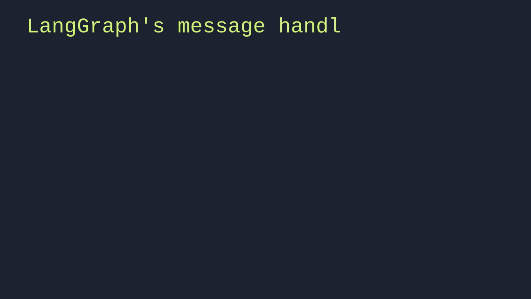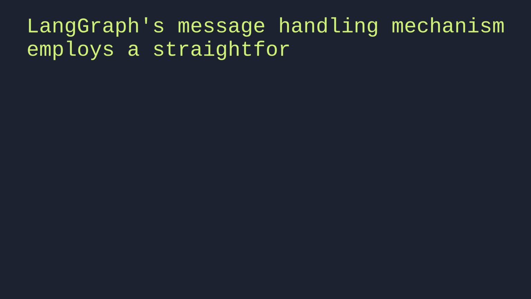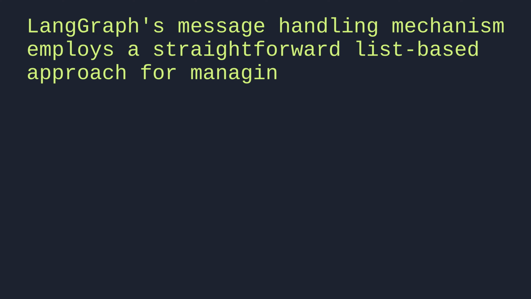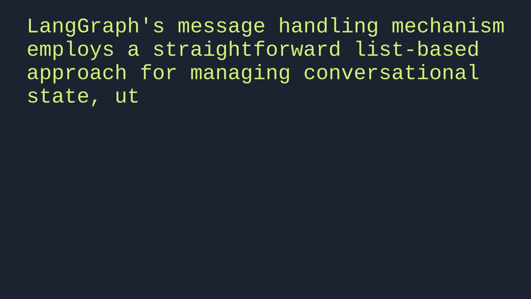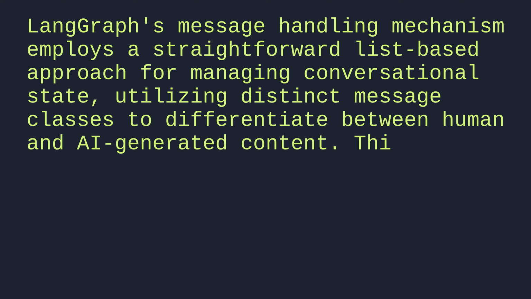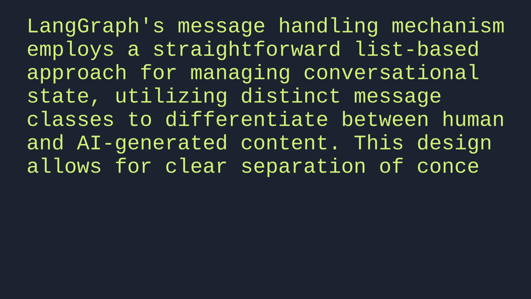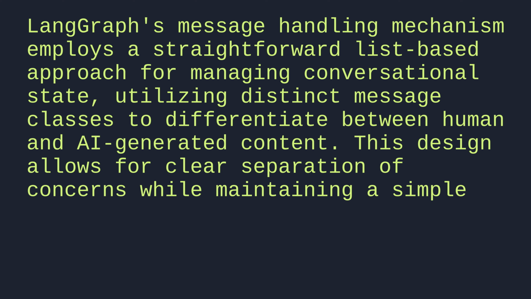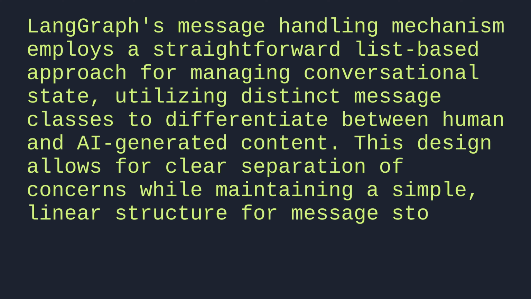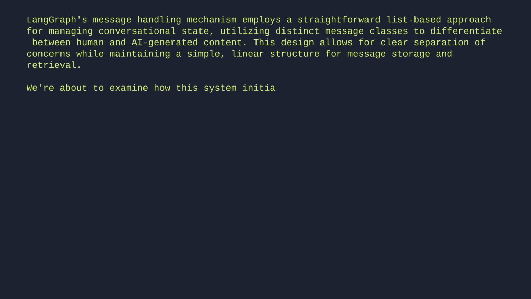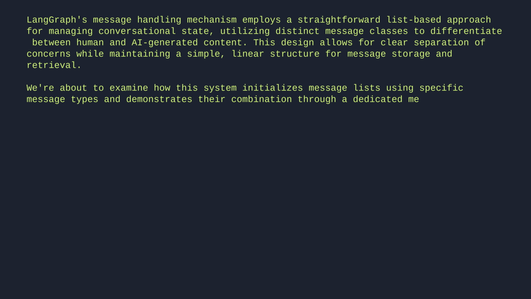LangGraph's message handling mechanism employs a straightforward list-based approach for managing conversational state, utilizing distinct message classes to differentiate between human and AI-generated content. This design allows for clear separation of concerns while maintaining a simple, linear structure for message storage and retrieval. We're about to examine how this system initializes message lists using specific message types and demonstrates their combination through a dedicated merging function.